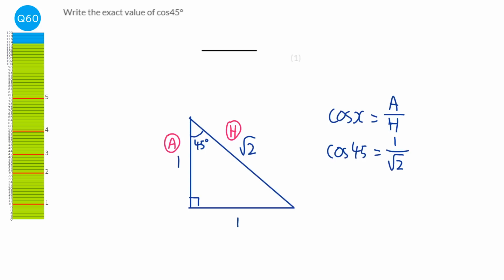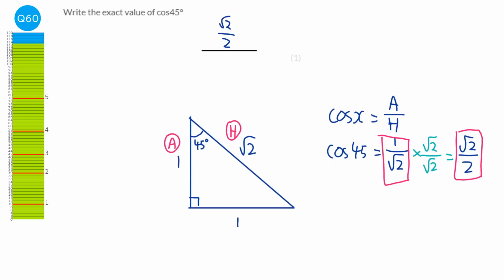And basically what that means, if you haven't done surds yet or you aren't doing surds, is you times top and bottom by root 2. And so we end up with root 2 over 2. So if you ever see 1 over root 2, that is absolutely fine as an answer, but if you ever see the answer as root 2 over 2, the two are actually exactly the same. So writing 1 over root 2 is fine, or writing root 2 over 2 is also correct.